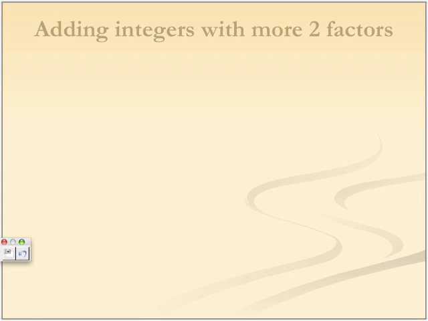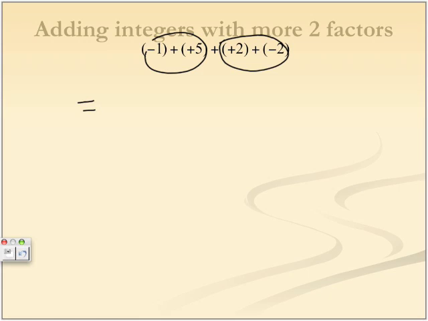Adding integers with more than two factors. Again, we have two different ways to find out the answer. First we're going to start off with negative 1 plus positive 5 equals positive 4, plus positive 2 plus negative 2 equals 0. That equals positive 4.